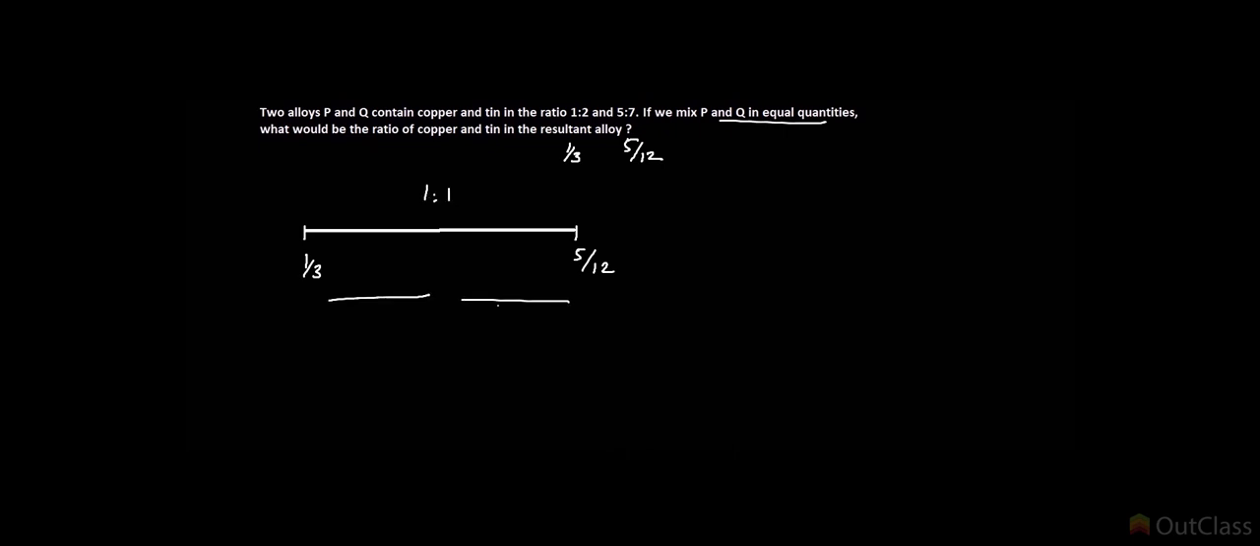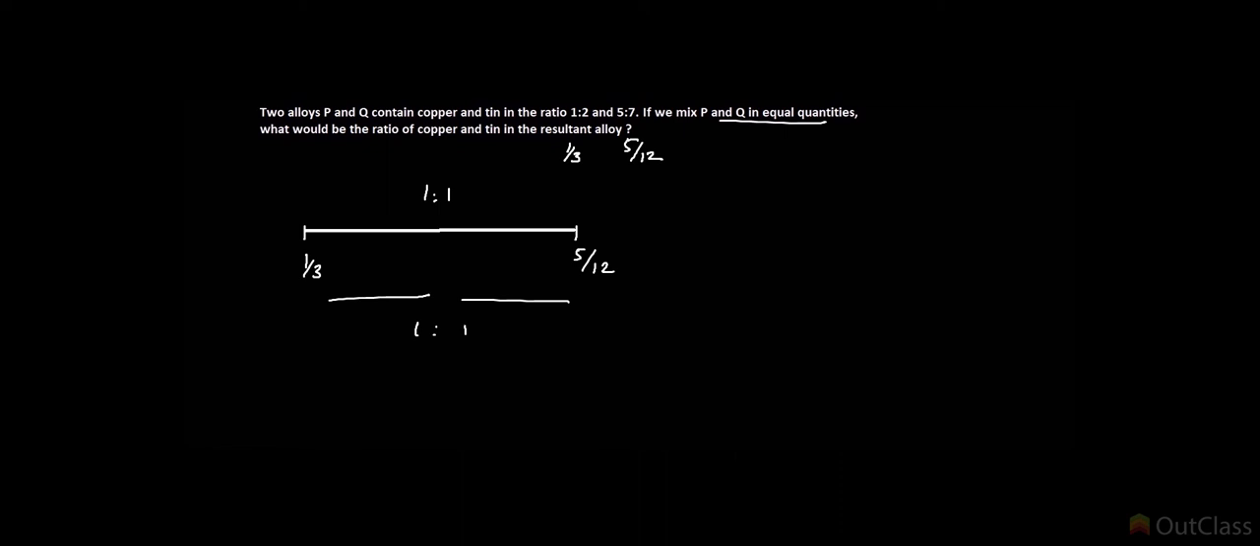Can we still use the number line? Yes. What we have to do is take this 1 by 2, which would become 1 by 3: 1 part of P for every 3 parts of the alloy. And 5:7 would become 5 by 12. So 1 by 3 and 5 by 12 are the two rates, and they are mixed in equal quantities. That's a 1:1. The flipped distance ratio would also be 1:1. So I'm basically trying to find the midpoint of 1 by 3 and 5 by 12.